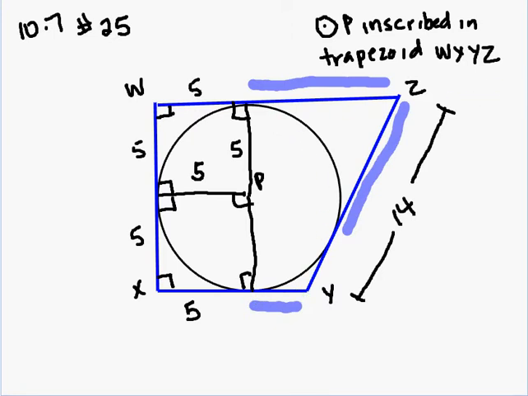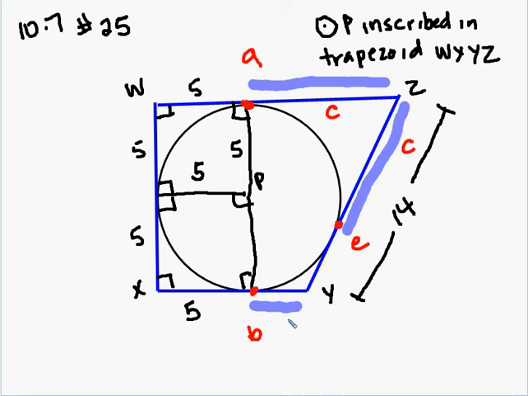Well, let's start by identifying those lengths as variables. So I'm going to say that this point here is going to be A, and this point here is going to be B. So from A to Z is going to be C units. And I know again by the two-tangent theorem that this length here, we'll call it E to Z, is also going to be C units. So from E to Z and A to Z, they're both C units long.